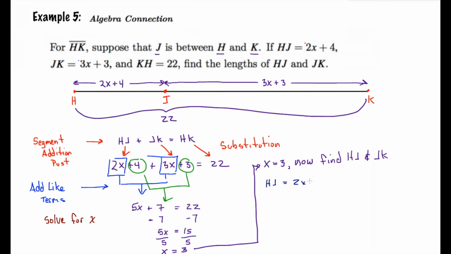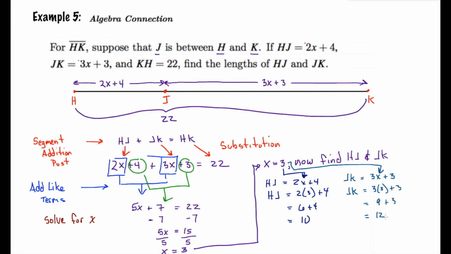So HJ is 2x plus 4. Substitute the value of 3 into x, and I get 6 plus 4 is 10. JK equals 3x plus 3. Substitute, I get 3 times 3 plus 3 is 12. Now let's check this. HJ plus JK equals HK. 10 plus 12 equals 22. Yes, that's correct. And we're done with this section with these notes.